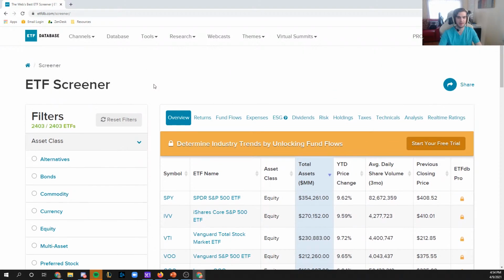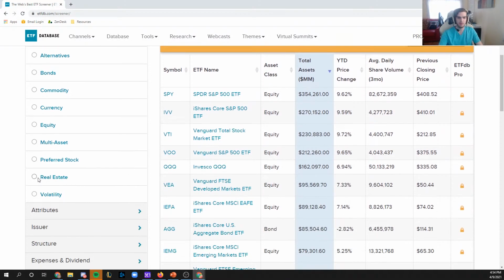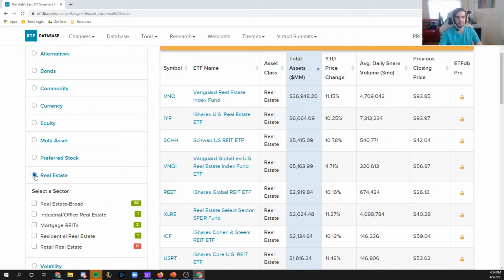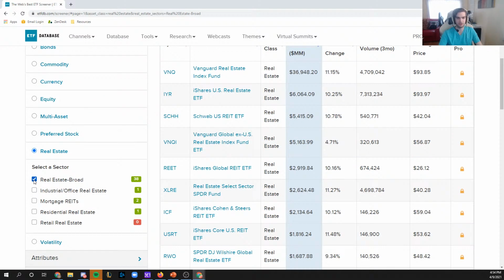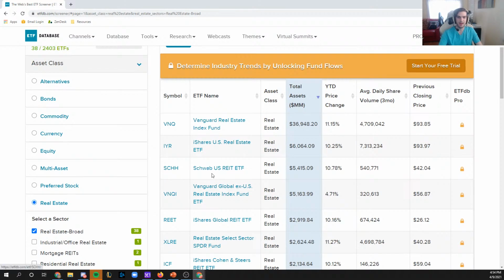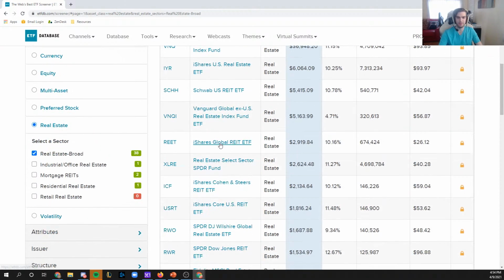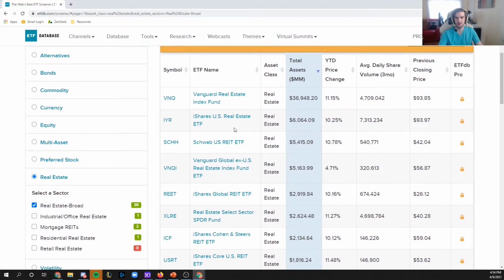Here what you end up getting is something that many of you are familiar with because I've shown this off in previous webinars. But over here under Real Estate, we can click into Real Estate Broad, and now we get all of our different real estate ETFs. We see here that there's some that invest global, some that invest in US, some that invest in everything real estate, while others only invest in REITs.